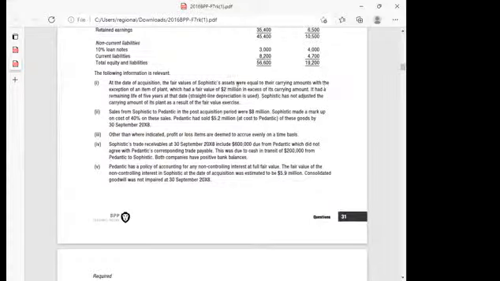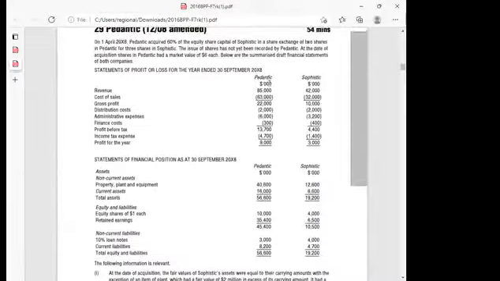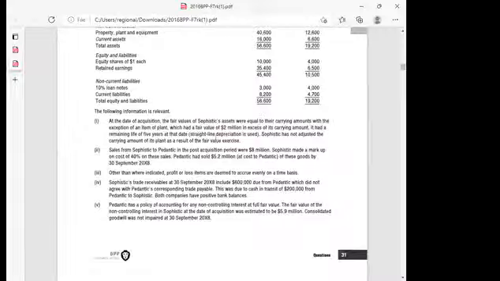Fair valuation is the same as your revaluation. To their carrying amount, with the exception of an item of plant, which had a fair value of $2,000 in excess of its carrying amount. Why am I calling this 2,000? It's because my statements here are given in terms of $1,000. So for compatibility, I must keep on, ladies and gentlemen, chopping the 3 zeros. So instead of saying 2 million, I'm seeing 2,000 there.